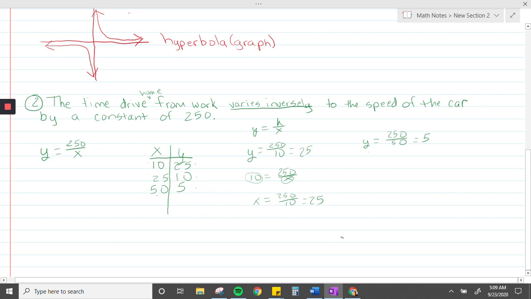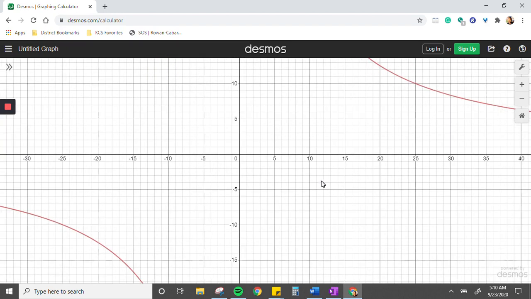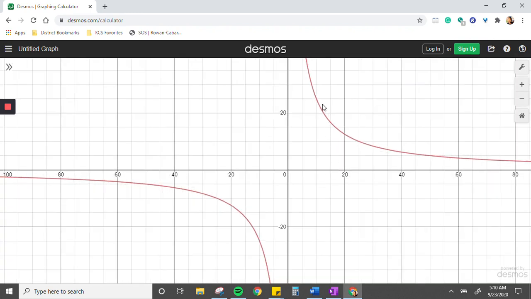Let's go to Desmos for our graph. As you can see, it looks similar, but when we zoom out, we can see that the graph is actually a lot farther from the middle, from the origin here. The graph is actually a lot farther from the x and y axes here.